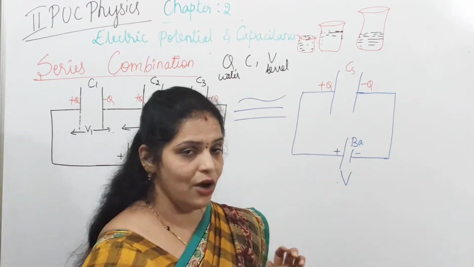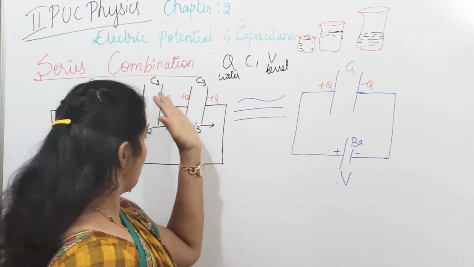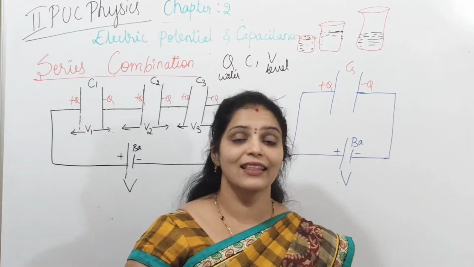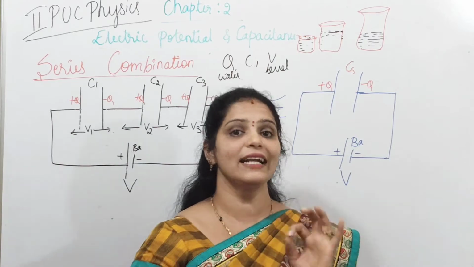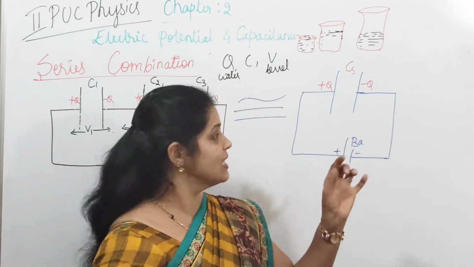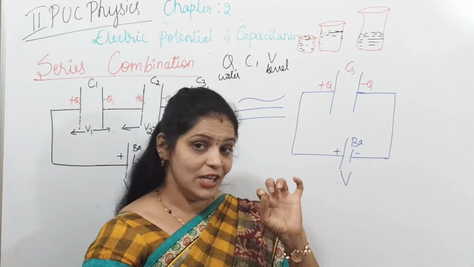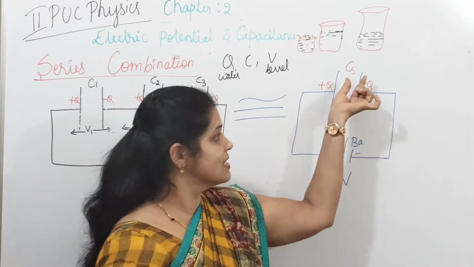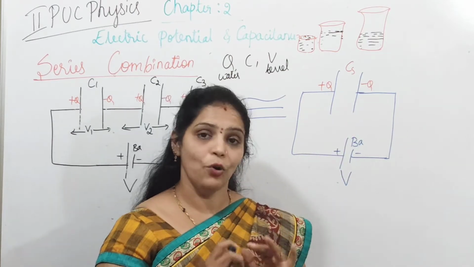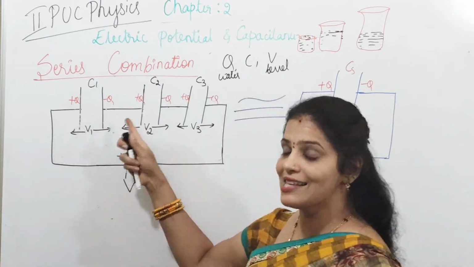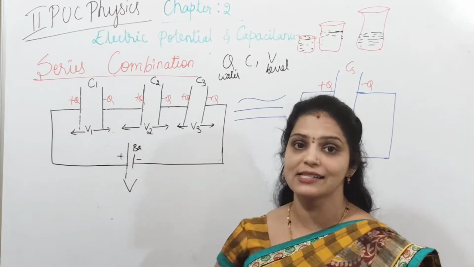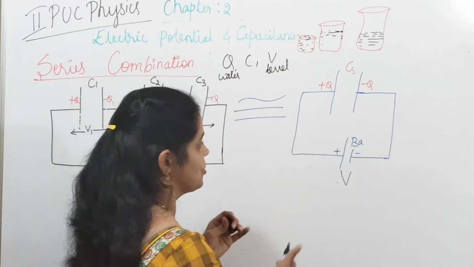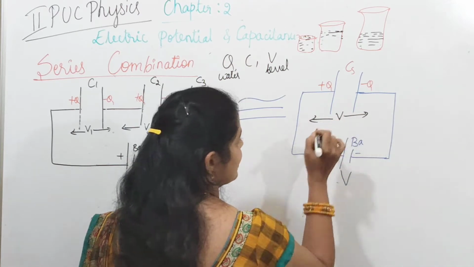Now, if you replace these three capacitors by a single capacitor, then that single capacitor is called the equivalent capacitor or equivalent capacity CS. So, we need to select a single capacitor whose capacitance is CS. That means it can hold the same amount of charge as that held by the three capacitors, and whose voltage across it will be the same as the battery voltage.